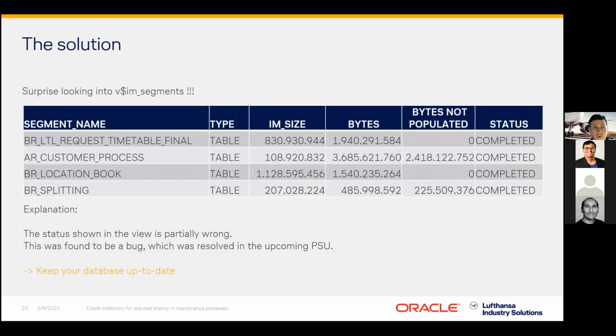When we had a further look at the $IM segments afterwards, we found an interesting curiosity. Although the view told us that the population of all tables had completed, there were still bytes supposed to be populated. Some investigation showed that the status of the view partially was wrong. As we moved more tables to in-memory, we reached the limit we had set for the in-memory area. Therefore, the status column was definitely wrong. It became apparent that we found another bug that was fixed with the next patch.